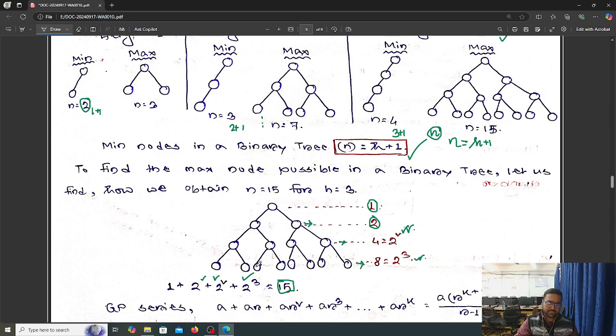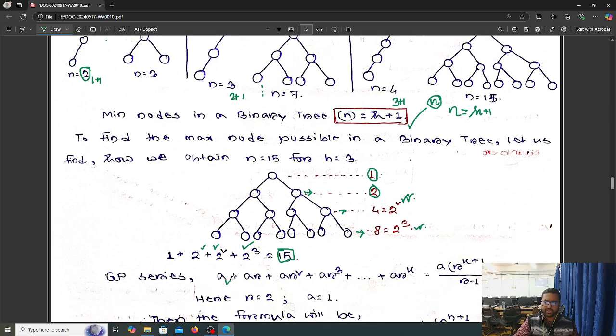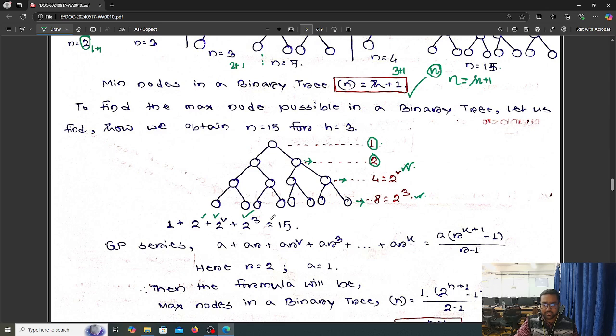Isn't it like a GP series? What was the GP series? A plus AR plus AR square plus AR cube up to AR to the power k. It was equal to A times R to the power k plus 1 minus 1 by R minus 1. Now let us rewrite the formula for the tree. Just match these two equations. So here 1 plus 2 plus 2 square plus 2 cube. Can we make it 1 into 1 plus 1 into 2 plus 1 into 2 square plus 1 into 2 cube? We can make it, right?